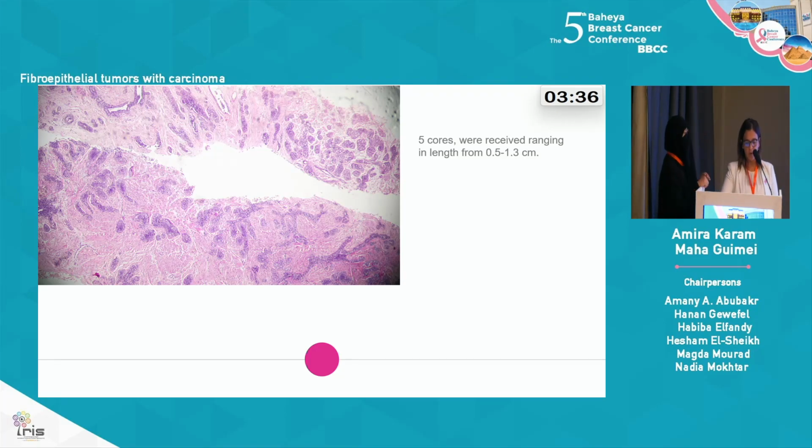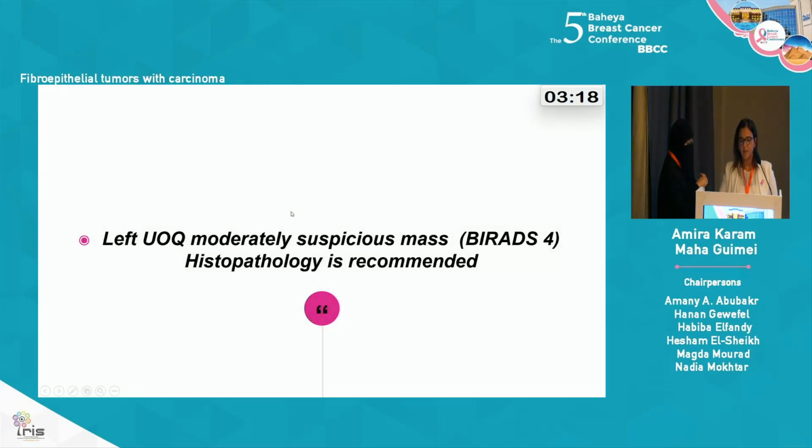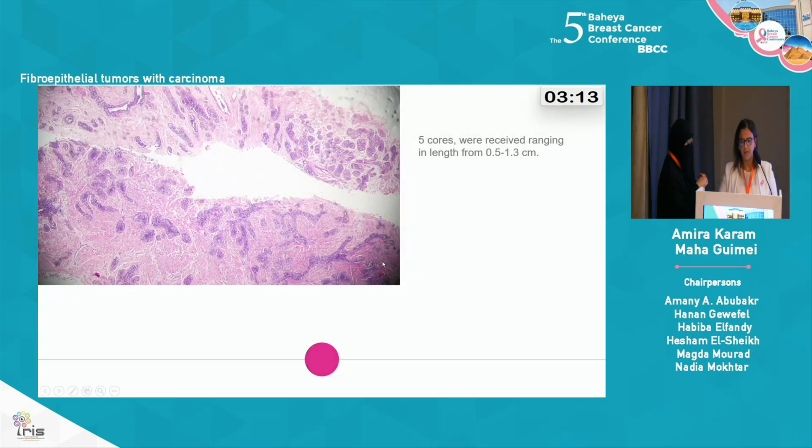Again, we received the cores in the pathology department. 5 cores were received. And what we see on a low power is a fibroadenoma with the acini having an epithelial proliferation that looks from the low power like it's UDH, which is something that we commonly see. But there's this focus from the low power you can see on the side here that looks a bit different.